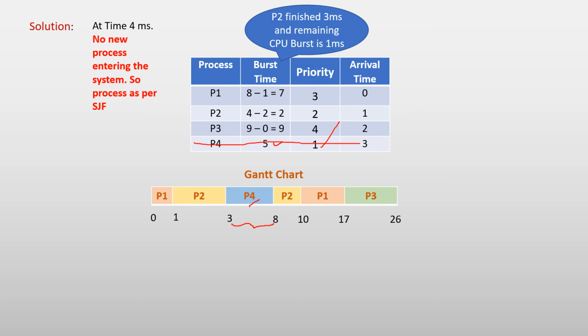So who are the remaining processes? These 3 are the remaining processes: P1, P2, P3. Out of that, P2 has a higher priority. So P2 gets executed next for the remaining 2 milliseconds. It will finish and go out of the system. Now P1 and P3 are remaining. Out of that, who has the higher priority? P1 has the higher priority. So P1 starts its execution and takes up its 7 milliseconds of CPU burst. And lastly, P3 executes and finishes its 9 milliseconds in one go.